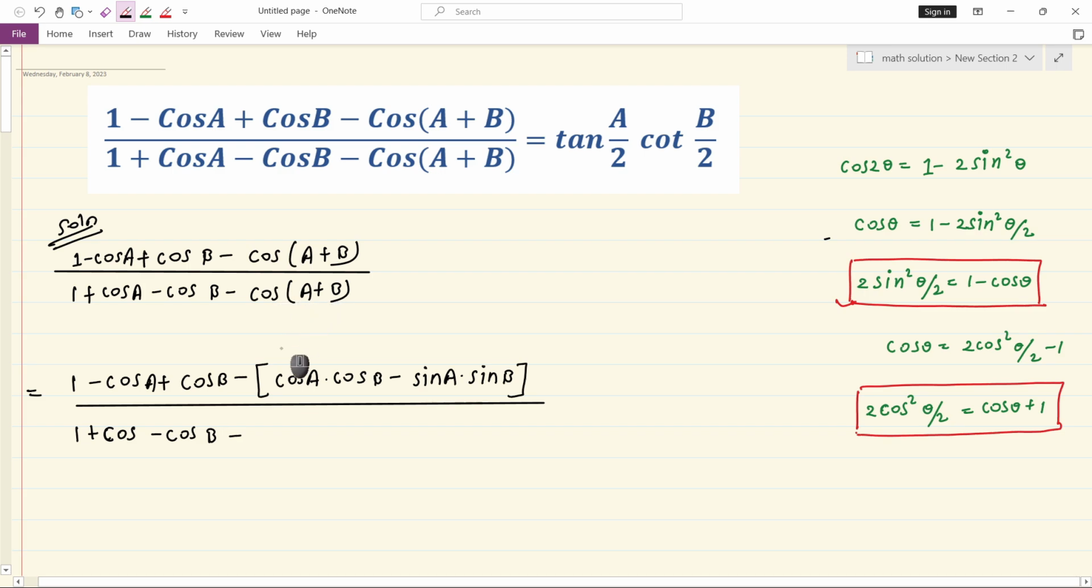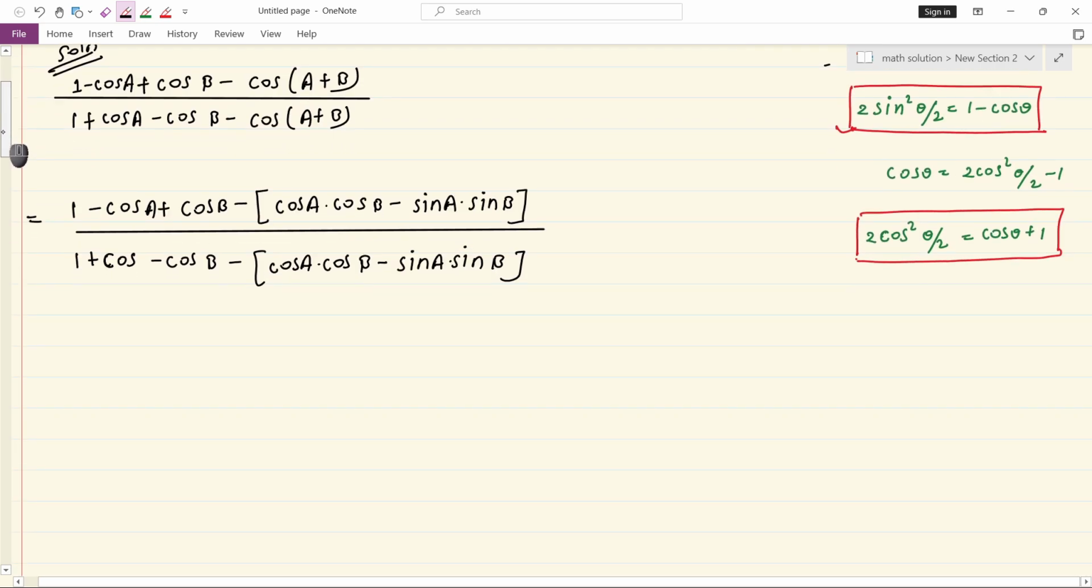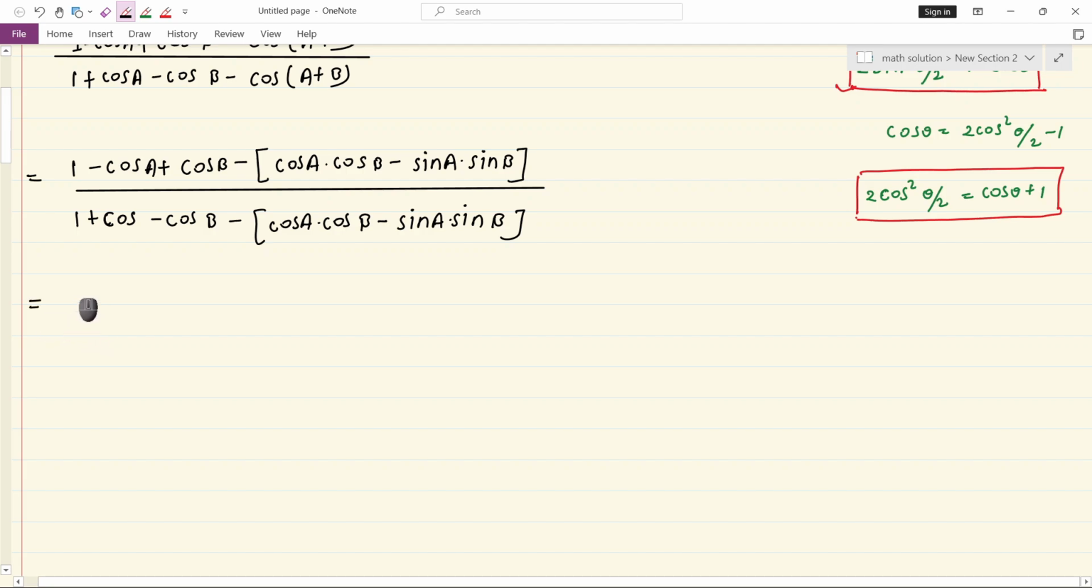Now cos(A+B), we can write as cos A cos B minus sin A sin B. You must not forget that here it is minus, so to open the bracket we have to multiply with minus. So now let's move to the next step, equals 1 minus cos A plus cos B. Now to open the bracket multiply with the minus, so it will be cos A cos B, and minus will be plus, so plus sin A dot sin B.